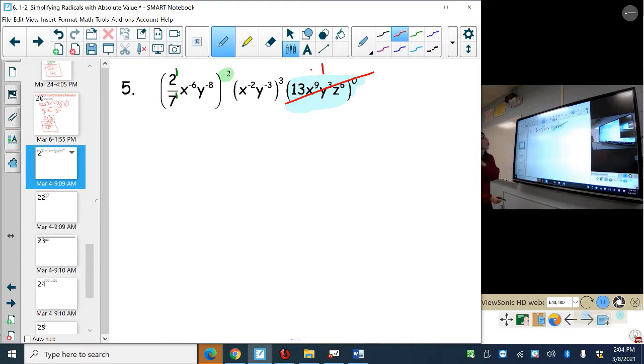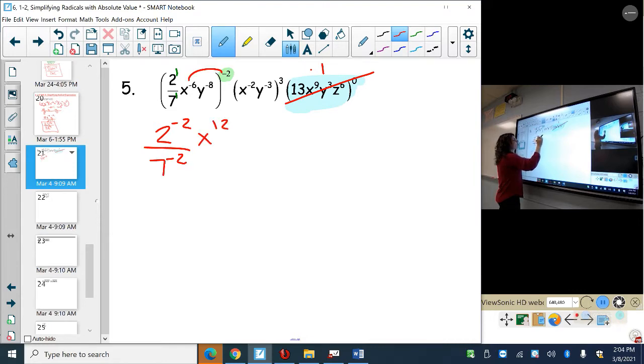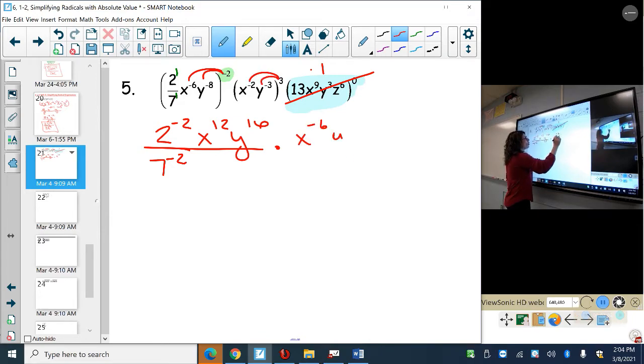Okay? So we're going to go ahead and ignore that because it's no longer needed in the problem, and we are going to distribute this. So that's 2 to the negative 2 over 7 to the negative 2, x to the 12th, y to the 16th, extending that bar, times, this goes x to the negative 6, y to the negative 9, extending that bar.